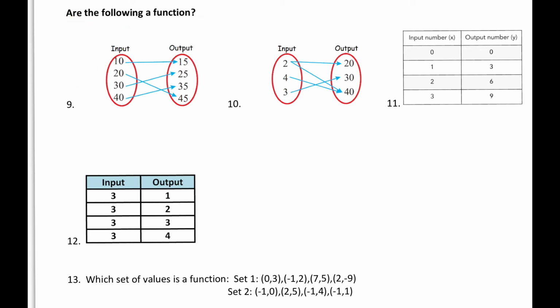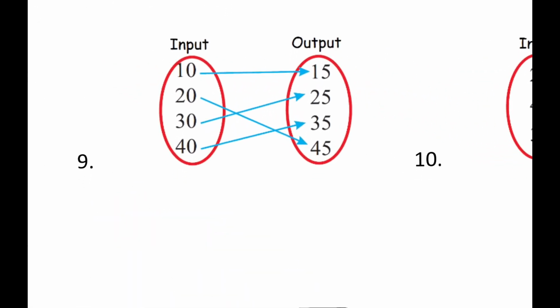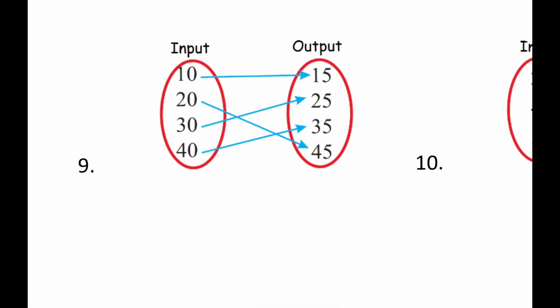Number 9, you have a mapping. You have the inputs and the outputs. You can say x and y. Actually, let me put that on the top so you remember. Inputs are x, outputs are the y's.